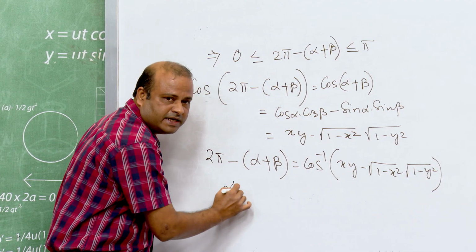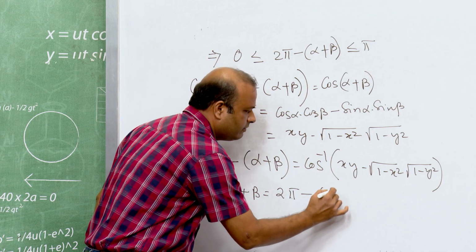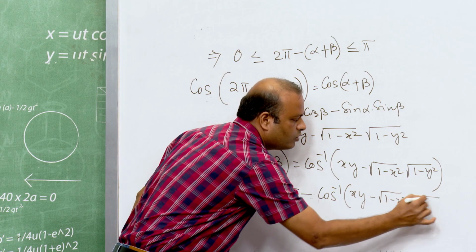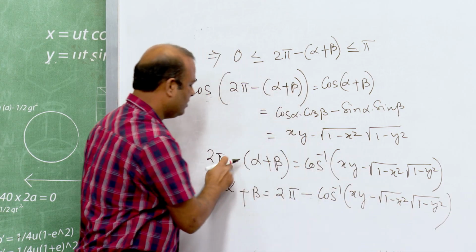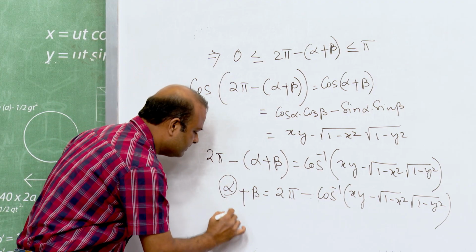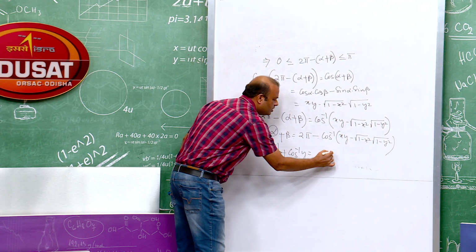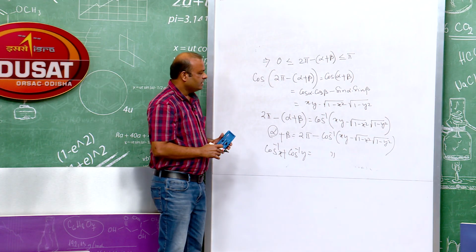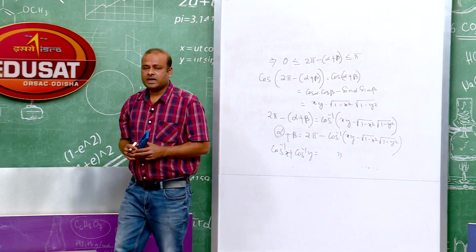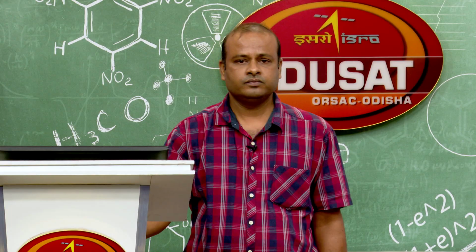So now alpha plus beta is equal to 2 pi minus cos inverse of (xy minus root over 1 minus x square into root over 1 minus y square). Take alpha on this side. Now you can write in place of alpha cos inverse x, plus this one is your cos inverse y, is equal to 2 pi minus cos inverse of (xy minus root over 1 minus x square into root over 1 minus y square). So this is one case. You can prove the other cases also, right?